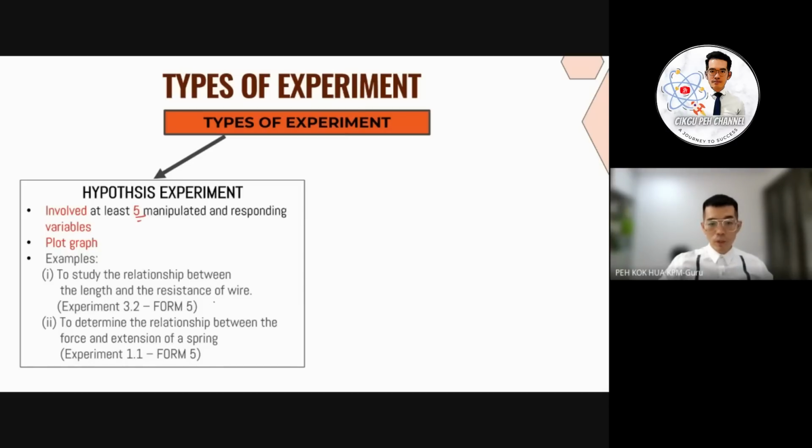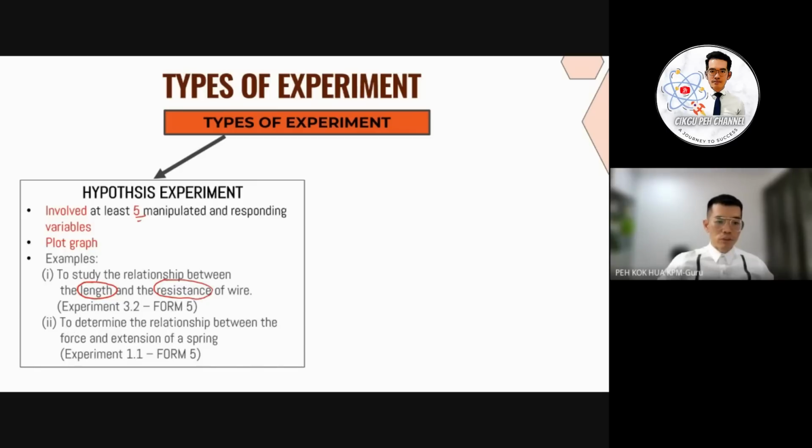And this question I have already discussed in my previous video. Maybe you can refer back to my video so that you can be really clear about what the hypothesis experiment is. In this example, the length will be the manipulated variable and the resistance will be the responding variable. So the question will request students to get 5 data and plot the graph.